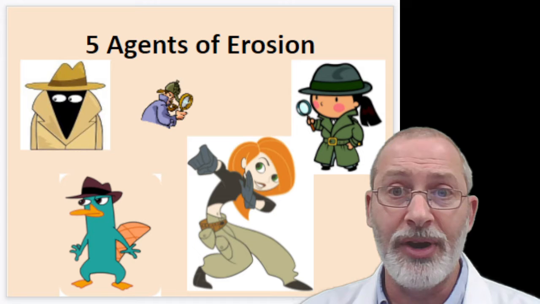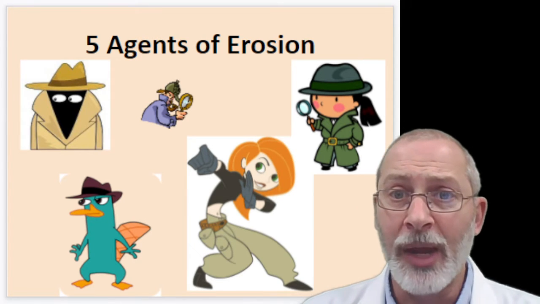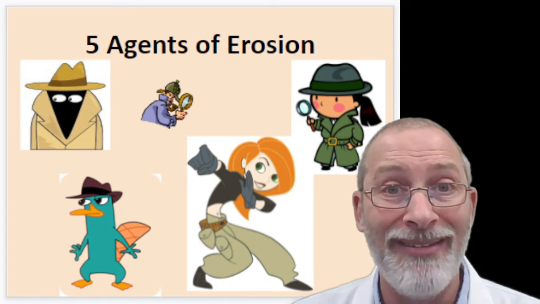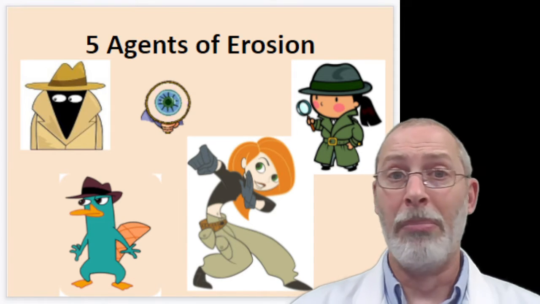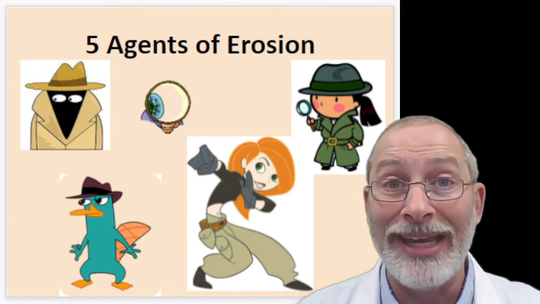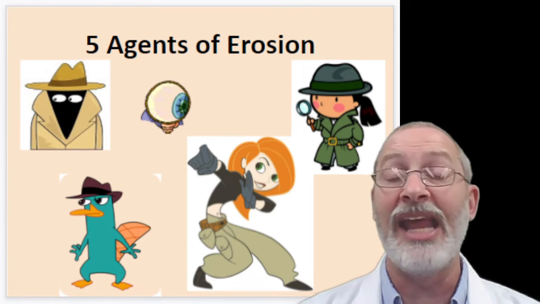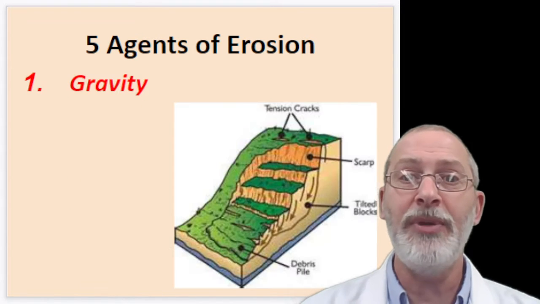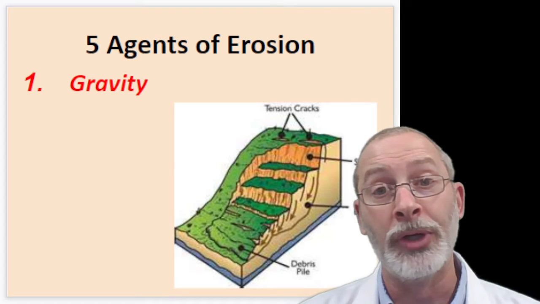Now, let's mention today that there are 5 agents of erosion. And when we talk about agents of erosion, we're not talking about Kim Possible or Sherlock Holmes or James Bond, not those types of secret agents, but factors, things that can happen that cause something else to happen. So let's begin with number 1. We'll list them and then we'll go through them in a little bit more detail.